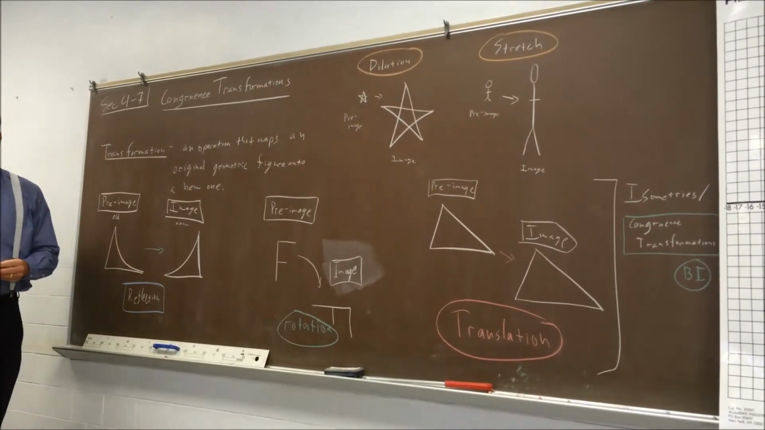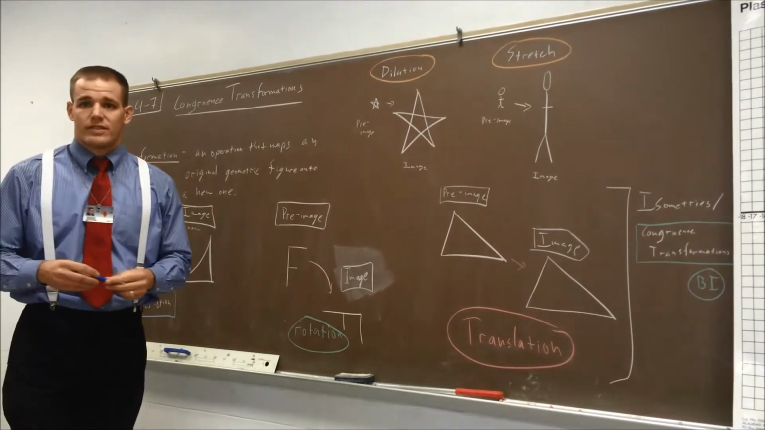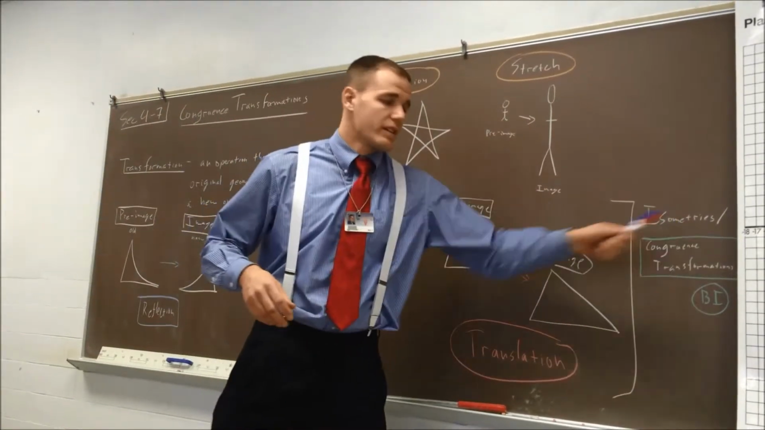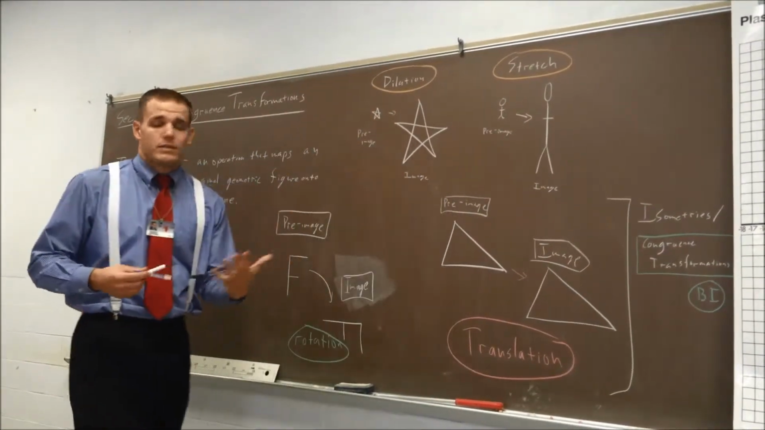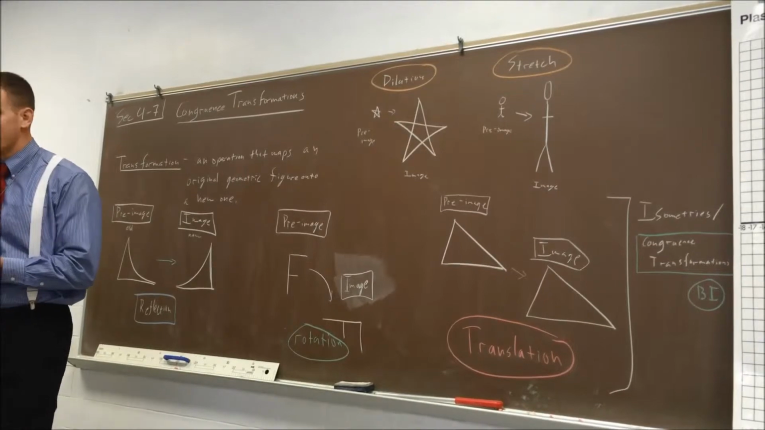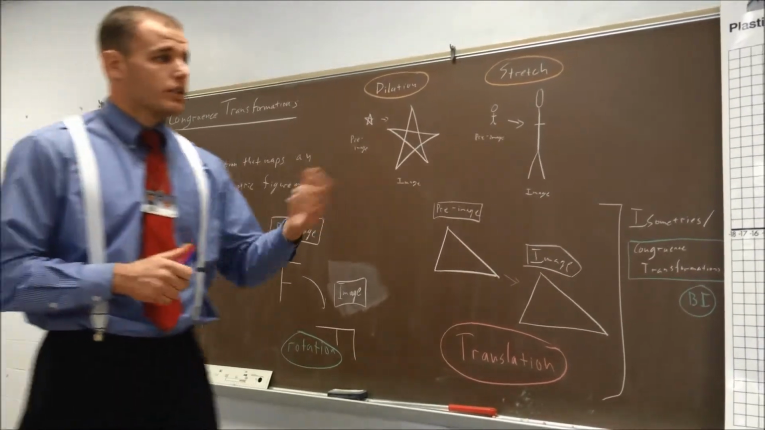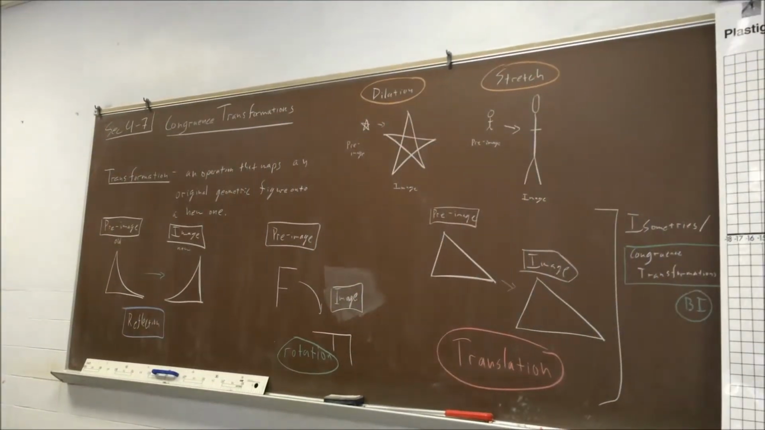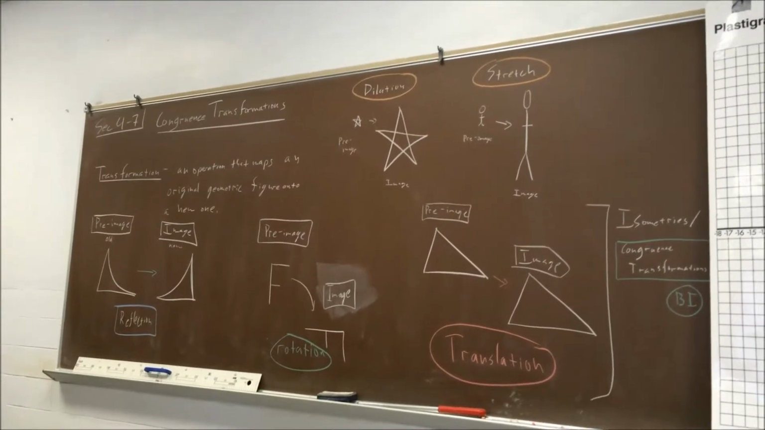These are congruence transformations, also known as isometries. Iso meaning same, metry measure, same measure. Now, if you open your book to page 298, we're going to look at one of the problems that you'll have to do. This is like number 5 and number 6 on your homework.